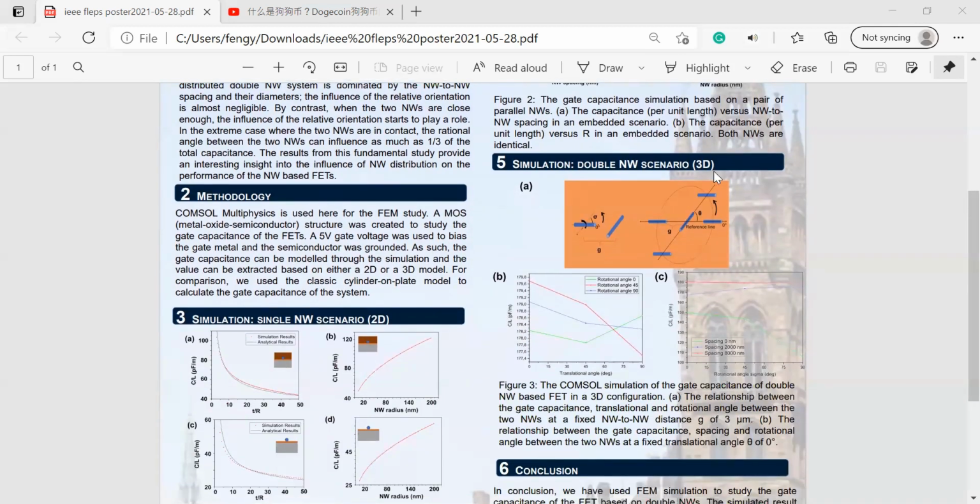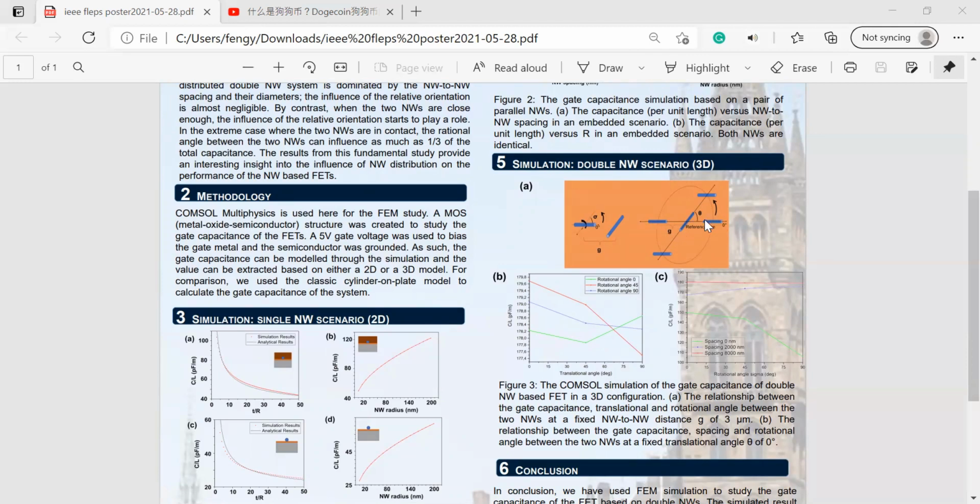And then we consider the 3D case, with the results shown in Figure 3. So basically, there are three parameters here. We can define the double nanowire system in a 3D way. The factors G and theta correspond to the relationship of the nanowire center to center. So G corresponds to the center to center distance, and theta corresponds to the relative angle of the center to center. And basically we have a reference line here.